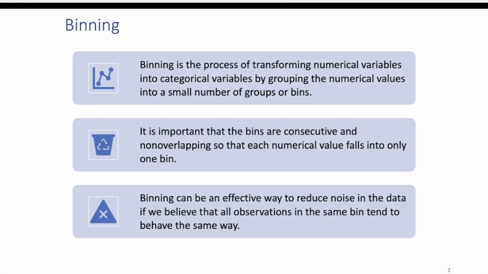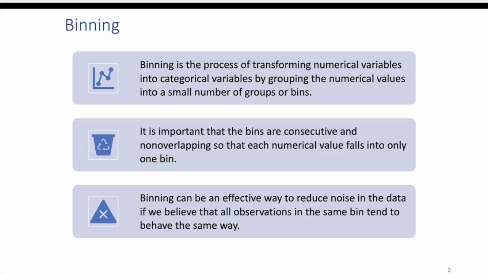Binning is the process of transforming numerical variables into categorical variables by grouping the numerical values into a small number of groups or bins. It's important that the bins are consecutive and non-overlapping so that each numerical value falls into one and only one bin. For example, you might want to transform income values into 3 groups: below $50,000, between $50,000 and $100,000, and above $100,000. The 3 income groups can be labeled as low, medium, and high, or by numbers 1, 2, and 3.